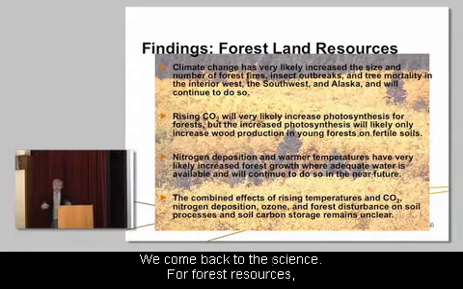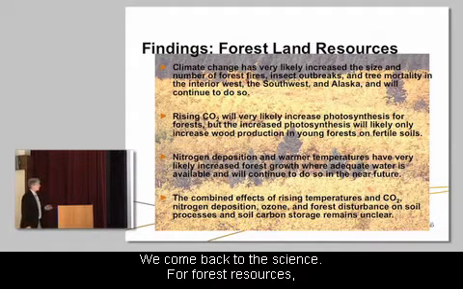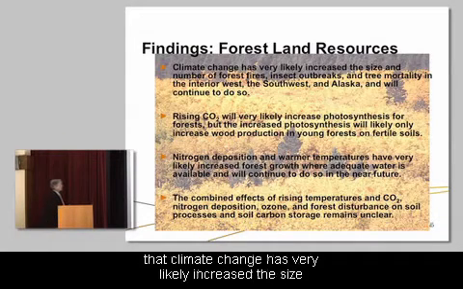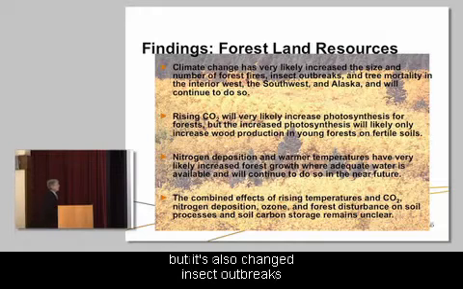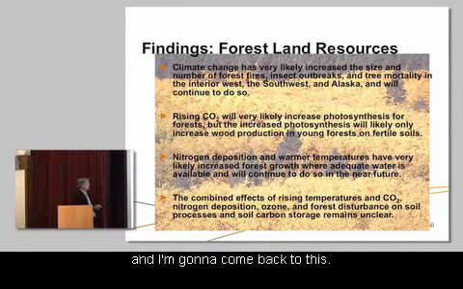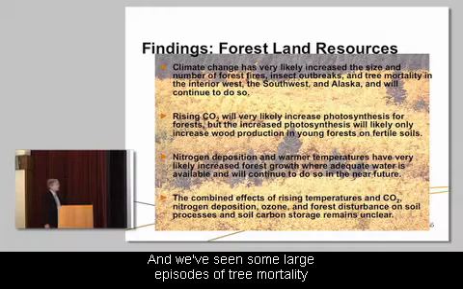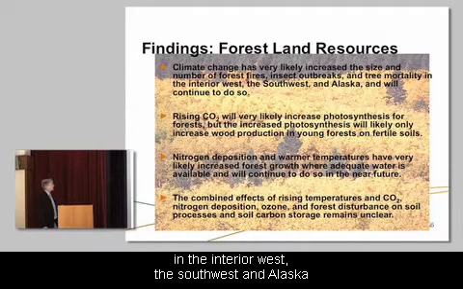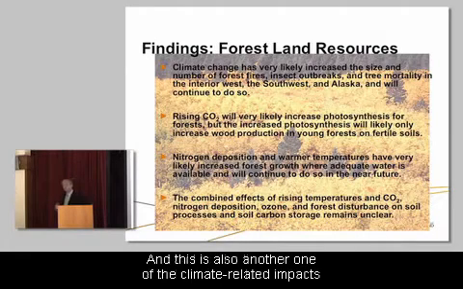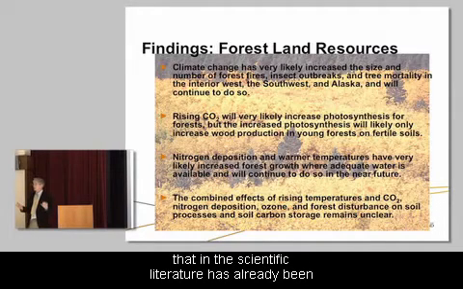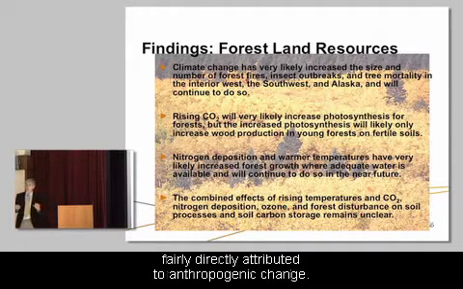If we come back to the science, for forest resources, it's already quite clear that climate change has very likely increased the size and number of forest fires. This is especially prevalent in the West, but it has also changed insect outbreaks, and I'm going to come back to this. And we've seen some large episodes of tree mortality in the interior West, the Southwest, and Alaska, and we'll continue to do so. This is also another one of the climate-related impacts that in the scientific literature has already been fairly directly attributed to anthropogenic change.